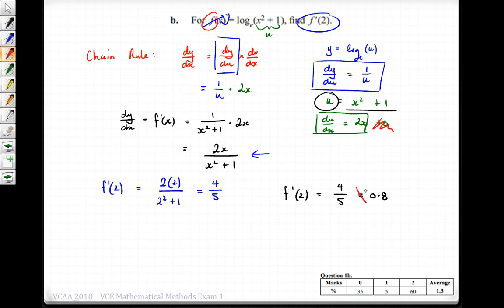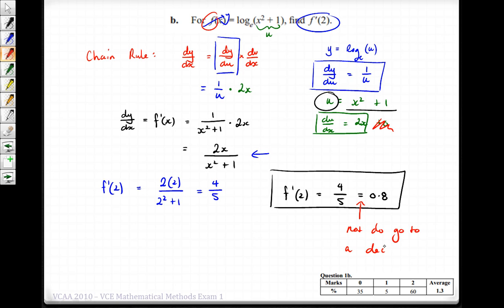Personally, I would never decimalize, because fractions are generally easier to work with and you'll probably only make a mistake when you go to a decimal answer. So that's our answer. That is equal to it, but my recommendation is not to go to a decimal answer.